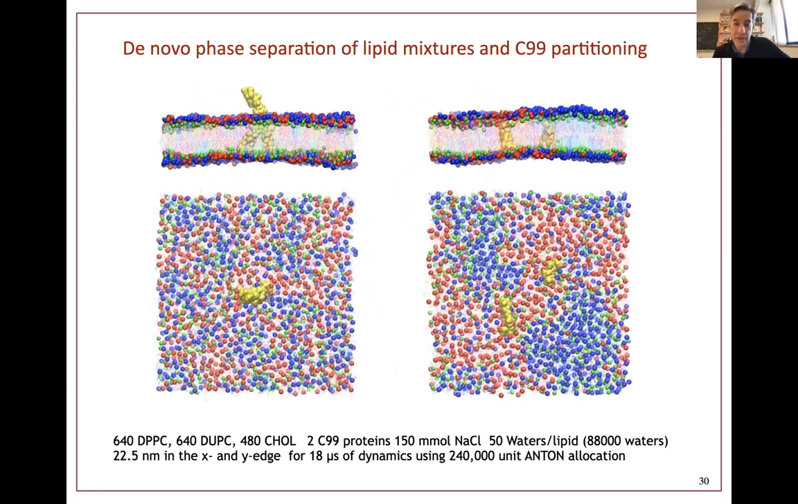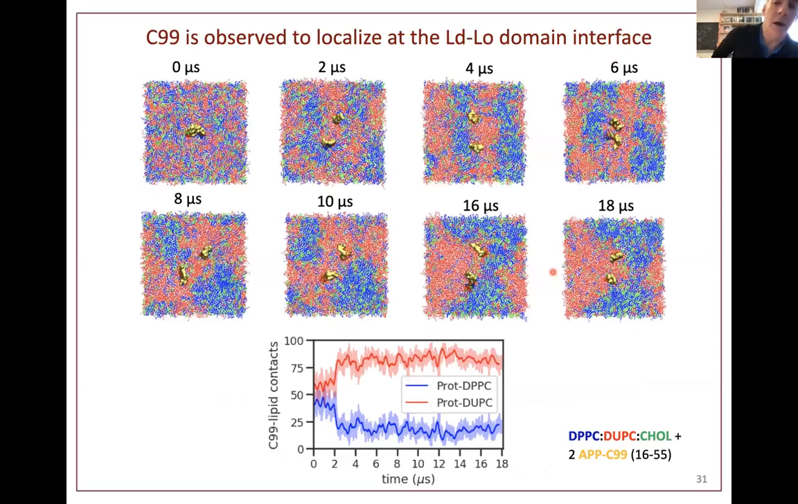So we, for a time, gave up on the use of coarse grain modeling in exploring the protein partitioning question, and we appealed to all atom molecular dynamics with a large Anton allocation. This was work from George Panalopoulos and Asanga Bandara. We started with two C99 proteins in a disordered ternary lipid mixture of saturated and unsaturated lipids and cholesterol, and watched the de novo phase separation and partitioning of C99 over about 20 microseconds. What we found was in some ways consistent with the Sanders group's observations, and that is that C99 tended to be largely surrounded by unsaturated lipids, but we always found that the protein was localized at the domain interface, the interface between the liquid disordered and the liquid ordered regions.